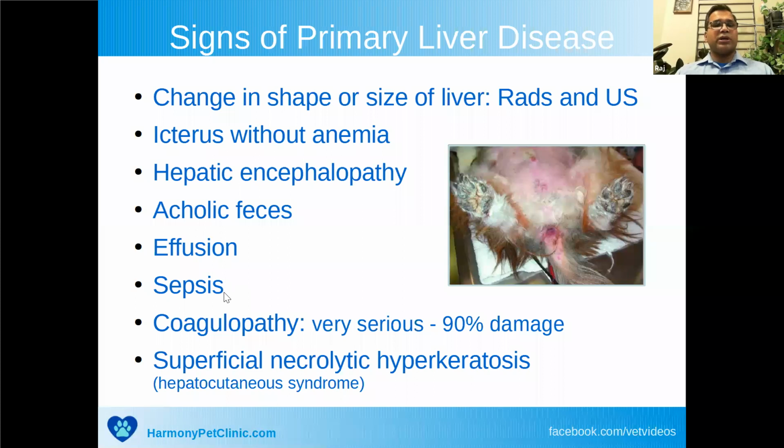Sepsis: the liver has a very important function. It's a reticuloendothelial organ, so it functions as a filter, filtering infection and the like from the body. So sepsis can be a cause of liver disease. Coagulopathy is a very serious indication of a liver problem. It's serious because it can lead to disseminated intravascular coagulation. And usually when we see decreased clotting factors, mostly 90% of the liver is damaged and only 30% of clotting factors are remaining. Liver disease can also lead to some skin problems like hepatocutaneous syndrome.